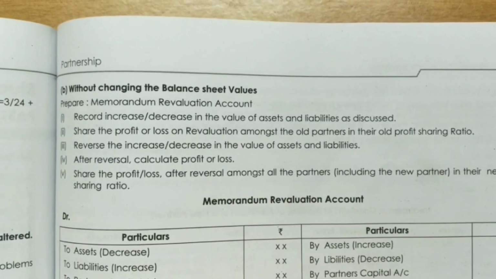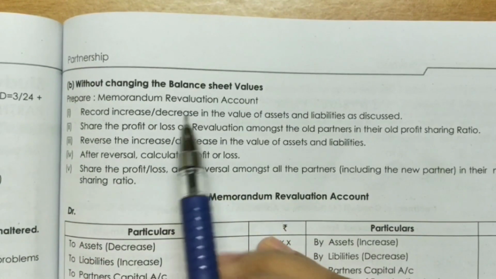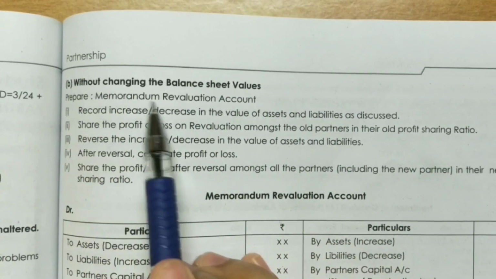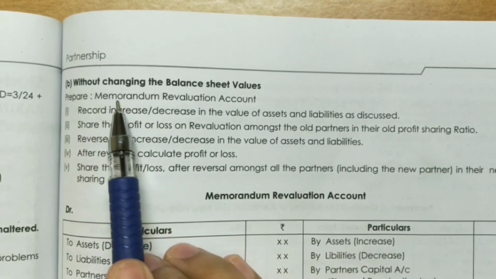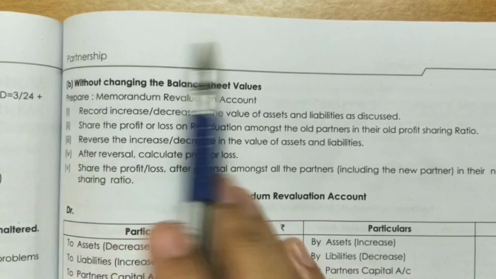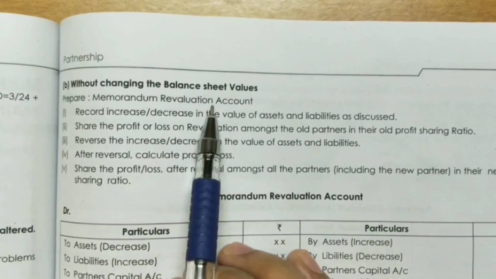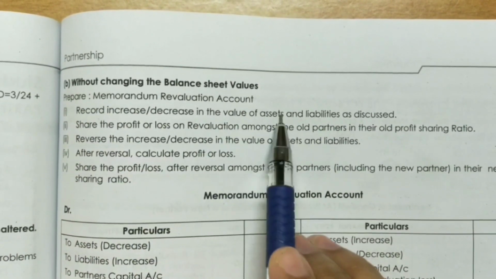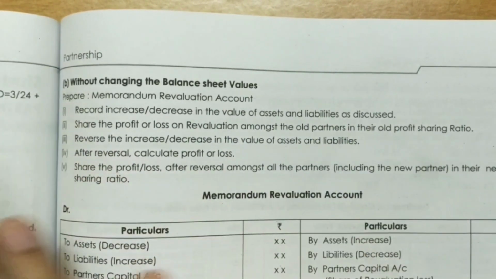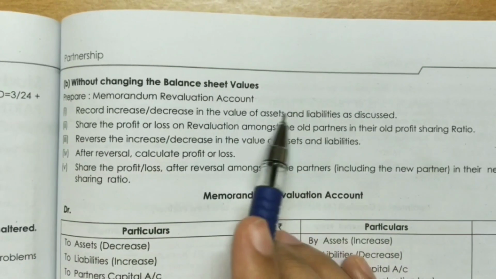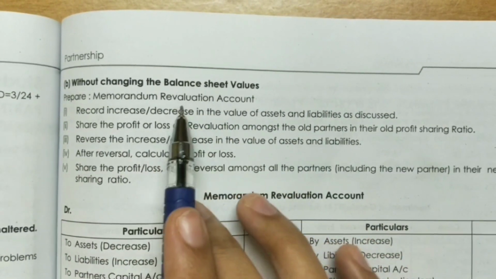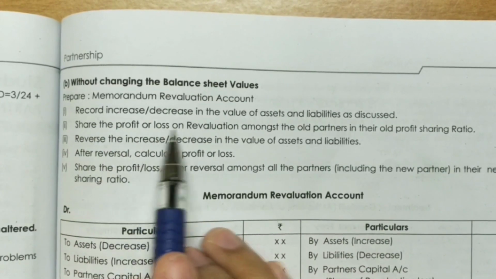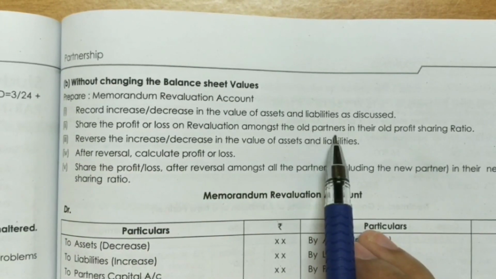Then comes the other method, that is without changing the balance sheet values. Under this method, the values in the balance sheet will not change. In this case we will prepare a memorandum revaluation account, and thus the values of the balance sheet do not change. So let's see how it is done. Record increase or decrease in the value of assets and liabilities as discussed. It is just like before, like the earlier method we told how we prepare a revaluation account. The same logic or concept applies here too, but here there is a new point.